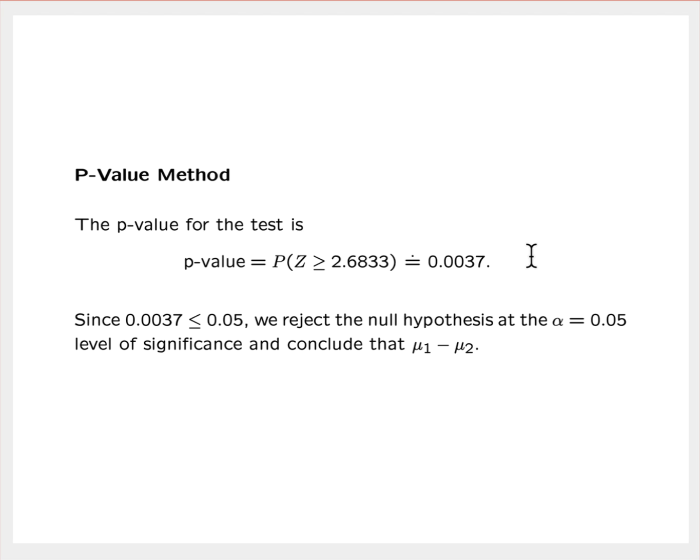That probability is approximately 0.0037. What I would do is just round this z-value to 2 decimal places because that's the precision for the z-values that we have in the standard normal table. And then we would get this approximate probability. Now, since 0.0037 is less than or equal to 0.05, we reject the null hypothesis at the 0.05 level of significance and therefore conclude that mu1 minus mu2 is greater than 0.